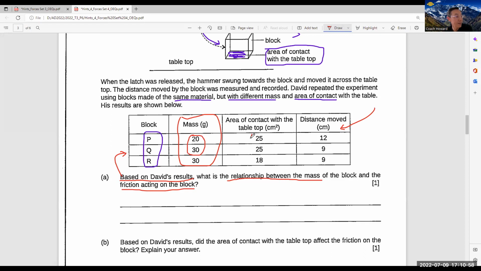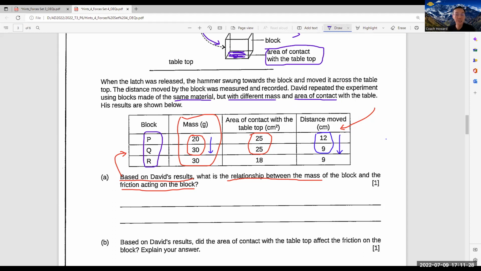Then because you must fix, surface area must be the same, correct? Because the variable is 20 and 30. Different mass, same surface area. So you look at the result. Is the result different? Yes. Can you see? One is 12, one is 9. So we can confirm that as the mass increases from 20 to 30, the frictional force increases because the block moves a shorter distance.